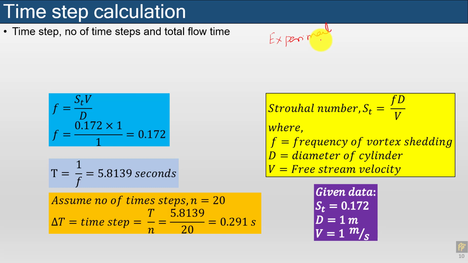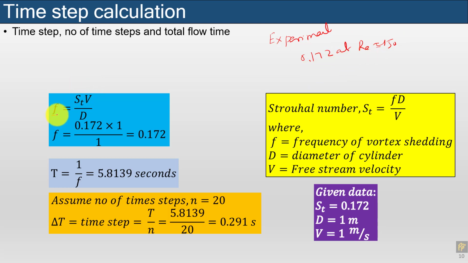Okay. The second procedure would be that you run this case for many time steps and then see which one gives you the particular frequency that is not changing with the time step. That is a time consuming process. It requires a lot of time and effort, but fortunately we have data from experiments. So we know that the Strouhal number is 0.172 for a circular cylinder at Reynolds number 150, and you will find the Strouhal number for different Reynolds numbers in the literature.